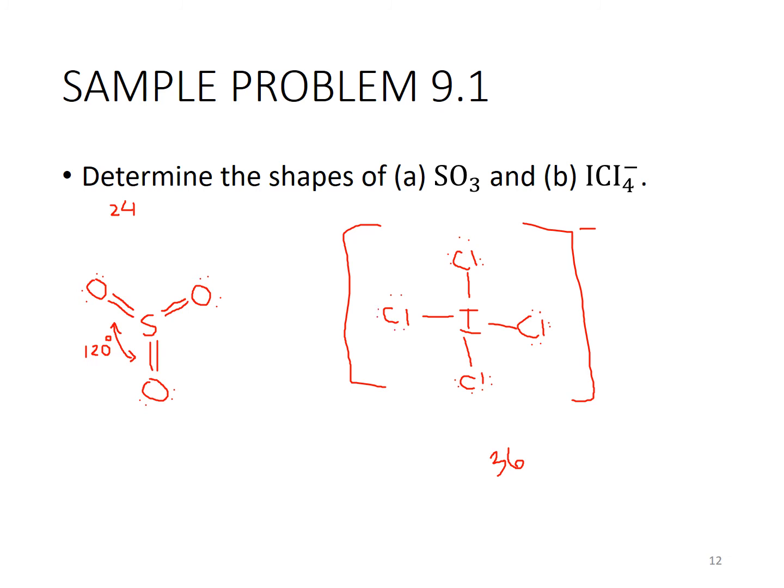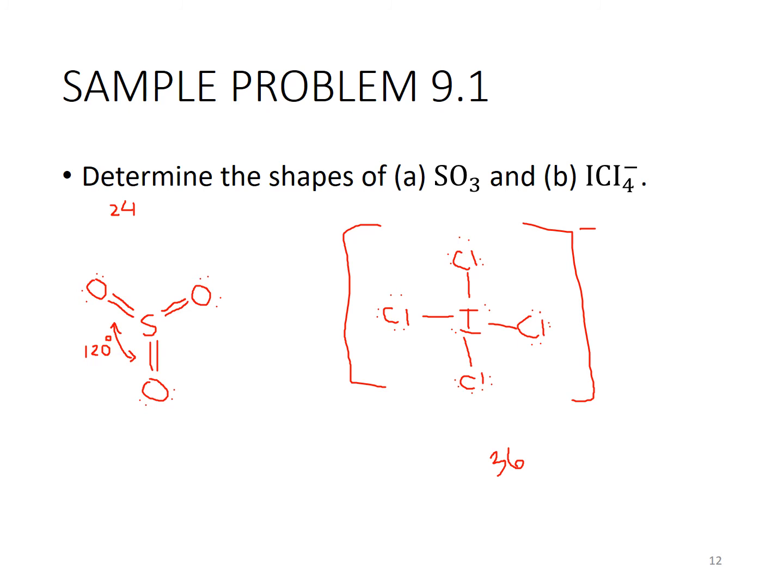Fill the octets of the outermost atoms. Okay. Each one of these is going to have 8. So that's 32 total. So there should be 4 electrons left. So I will add both of those electrons to the central atom. So iodine will have two extra lone pairs on the central atom.